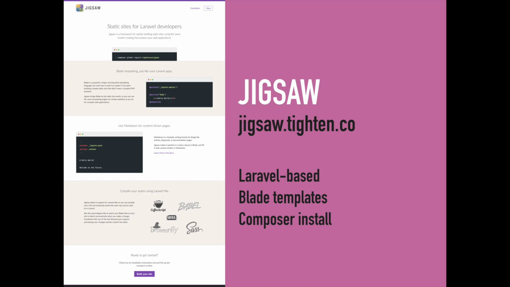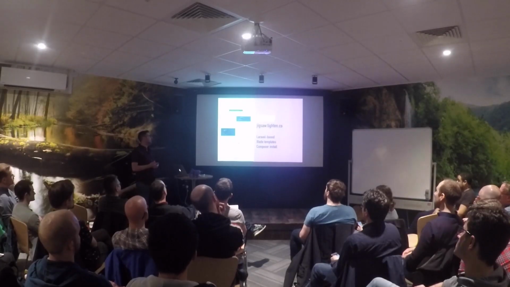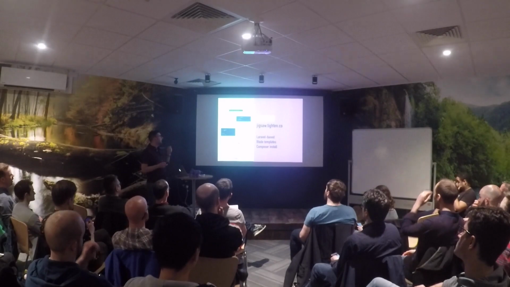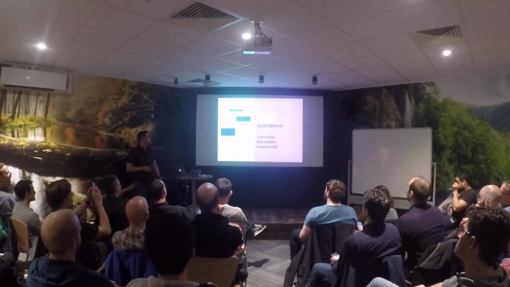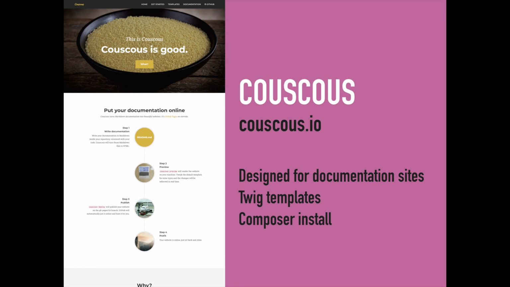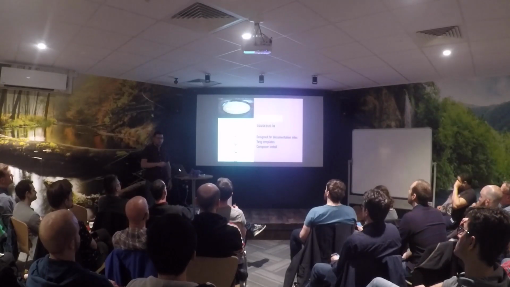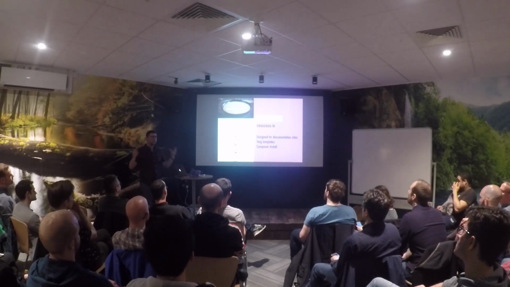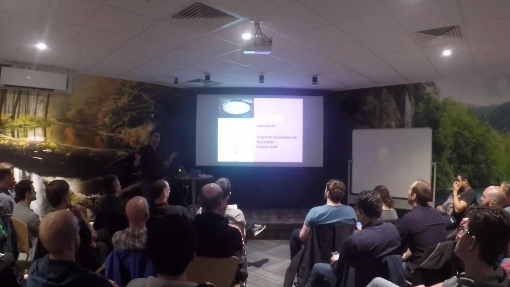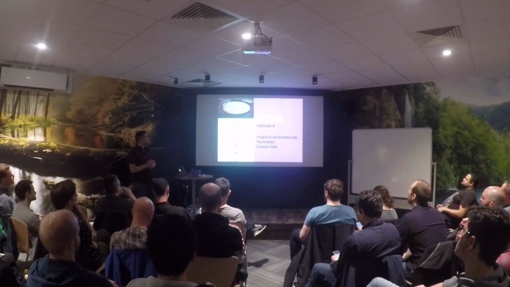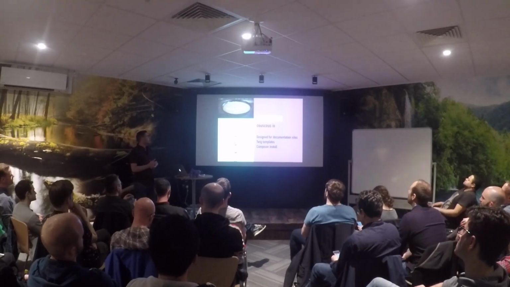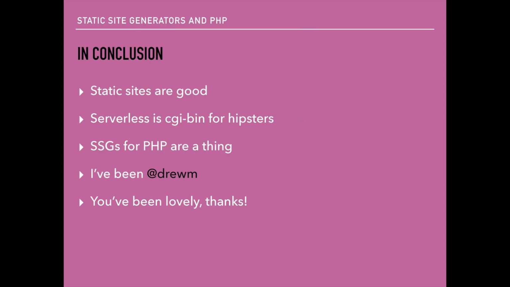There's one called Jigsaw, which is Laravel-based. So if you're into Laravel, if you're already using Blade and things for your templates, then that would be ideal. Again, you just install it with Composer and off you go. There's a really nice one called Couscous, which is aimed at documentation. So if you're doing just a documentation site, maybe you're documenting an API for somebody to use for their Jamstack website, you can use Couscous to do that. Again, Twig templates.